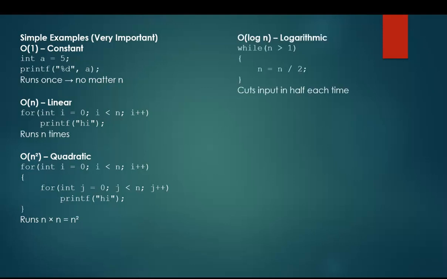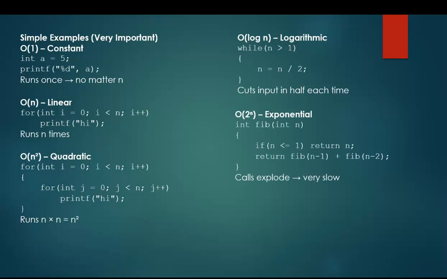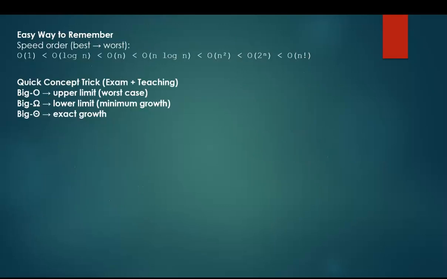The next one is a while loop which checks the condition n greater than 1, and sets n equal to n divided by 2. So it is cutting the input in half each time. So it is logarithmic, order of log n to the base 2. Another example is the Fibonacci series. Look, this call explodes very fast. So this is a typical example of order of 2 to the power n, exponential, right?